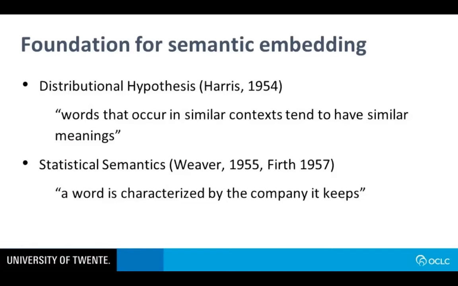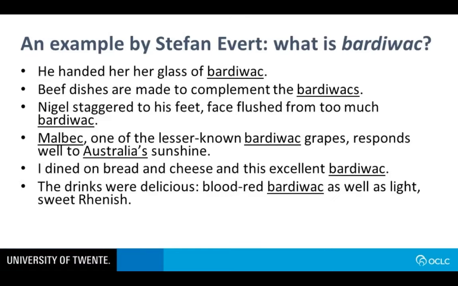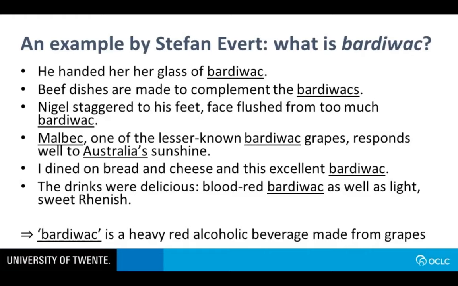From a natural language processing point of view or statistical semantics point of view, words that occur in similar contexts tend to have similar meanings, or a word is characterized by the company it keeps. This might sound a bit abstract to you. Here is another example. Just spend a few seconds to read these sentences. As a common person, you probably already guess what this word is. It is a kind of alcoholic beverage made of grapes. So basically, you look at the words around a concept or a word, then you can really get to know what this word really means. Probably not 100%, but to 80, 90%, you can already guess correctly.